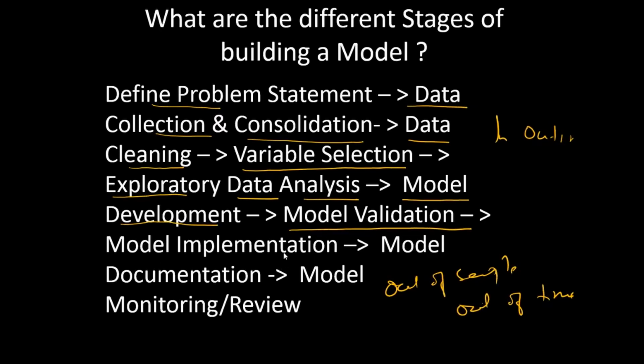So once the model is finalized from the model validation step, we implement the model on the web platform or on a desktop platform. In the process, we start from the very beginning itself, we would have started the model documentation. So we finalize the model documentation once the model is implemented. We monitor the model on a regular basis.